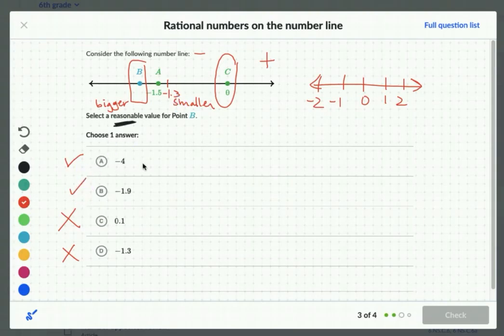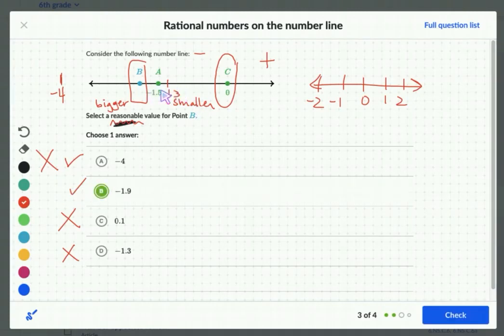Well, A is a much bigger number. -4 is much bigger than -1.5. So I can eliminate that because -4 should be like all the way over here. It's too big. Remember, it has to be reasonable. It has to make sense that it's over there. This is a little closer, so I would go with -1.9. I would go with this one right here.